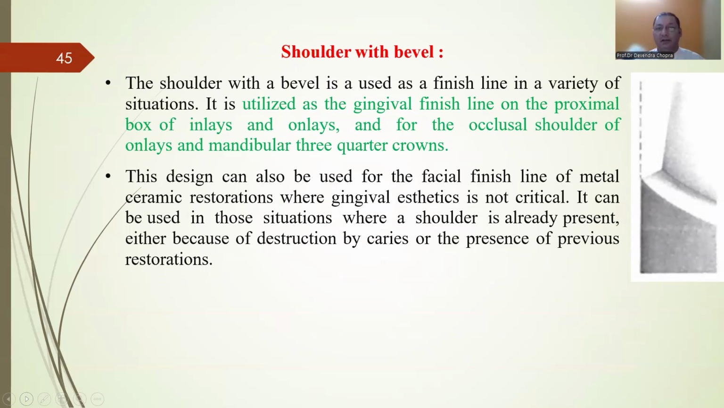Shoulder with bevel. This is another important finish line, used in a variety of situations. It is utilized as a gingival finish line on the proximal box of inlays and onlays. Okay. And for the occlusal shoulder of your onlays and even the mandibular three-quarter crown. This design can also be used for the facial finish line of metal ceramic restoration, where gingival aesthetic is not a critical thing. Next. Shoulder with bevel. I think I have already done this. Next slide.